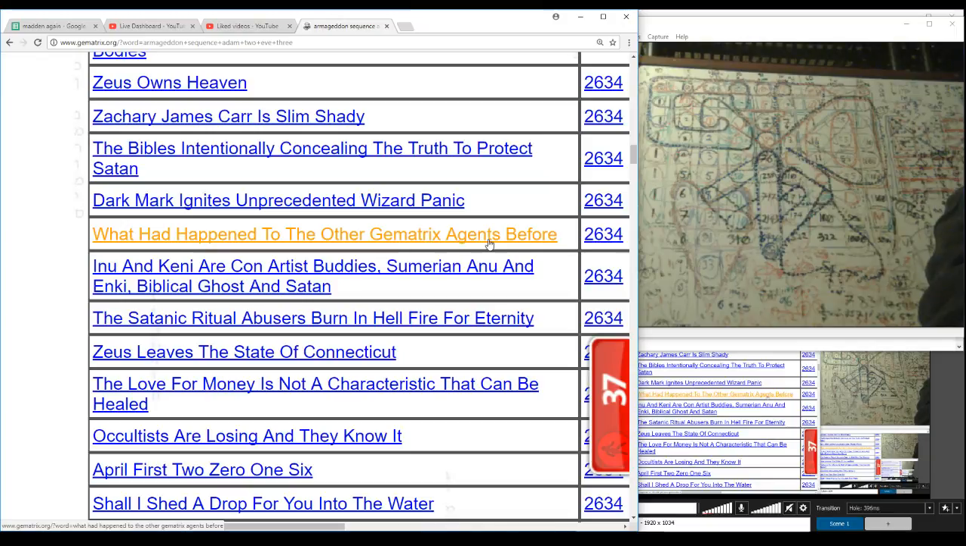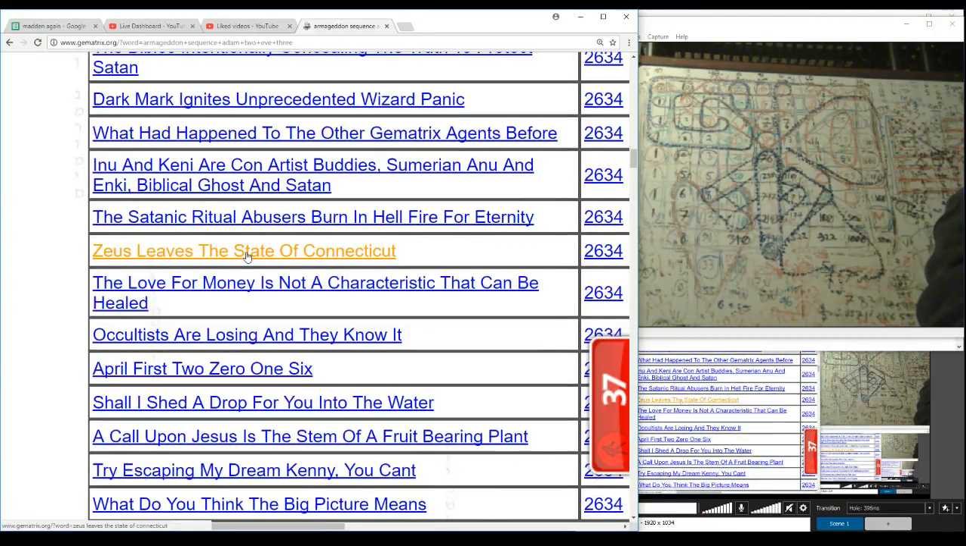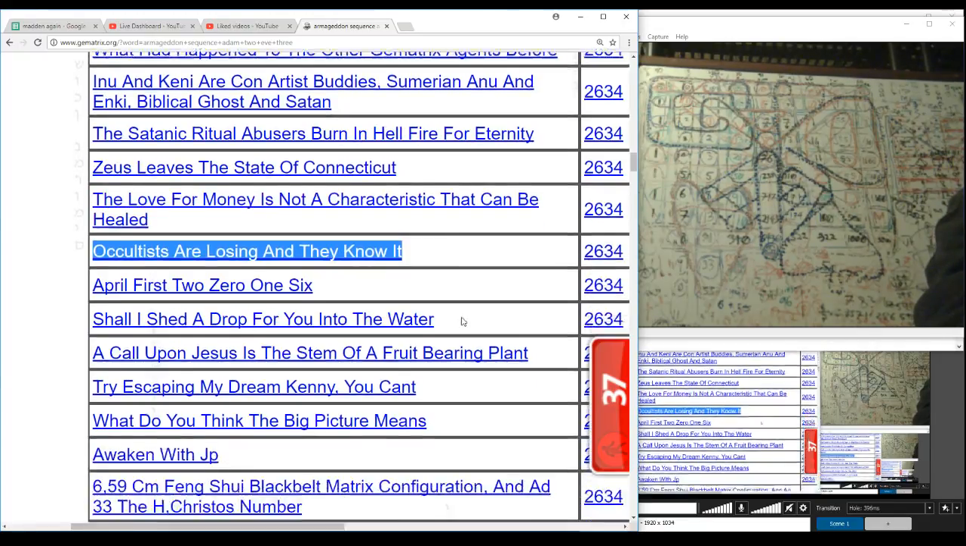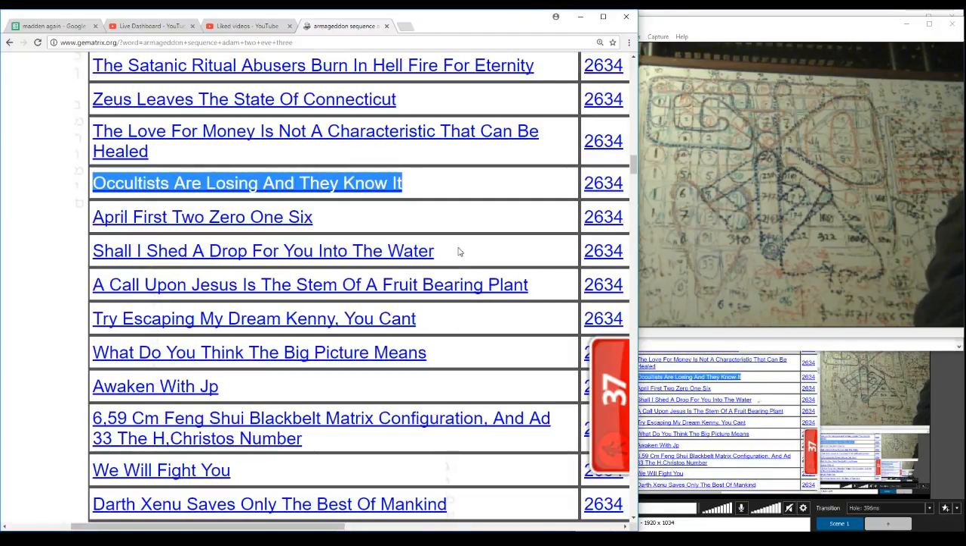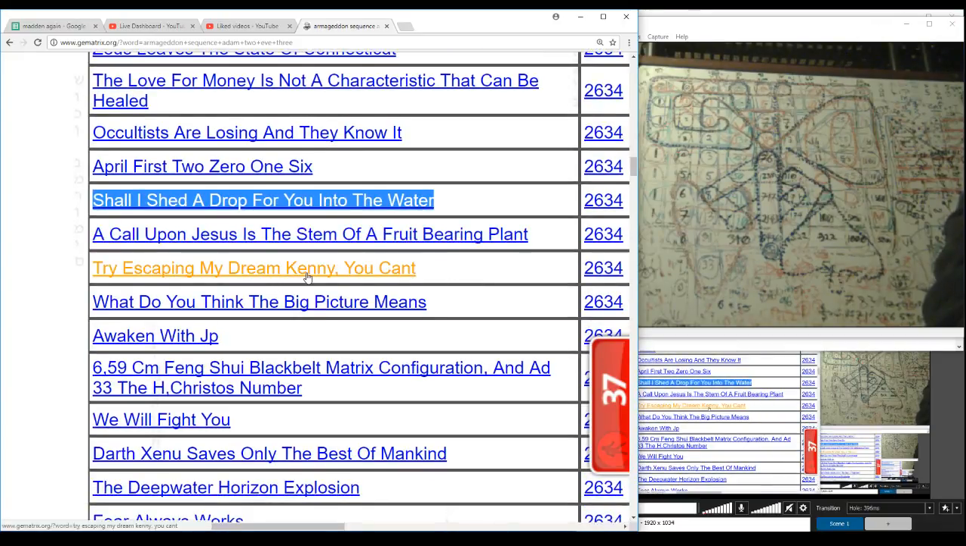What had happened to the other Gematrix agents before? Whatever. The satanic ritual abusers burn in hellfire for eternity. Like that. Zeus leaves the state of Connecticut. Interesting. The love for money is not a characteristic that can be healed. Occultists are losing and they know it, guy. Okay? We feel a little bit better, you know? Shall I shed a drop for you into the water? A call upon Jesus is the stem of a fruit-bearing plant. Sure. Try escaping my dream, Kenny. You can't. Oh my God, they killed Kenny.